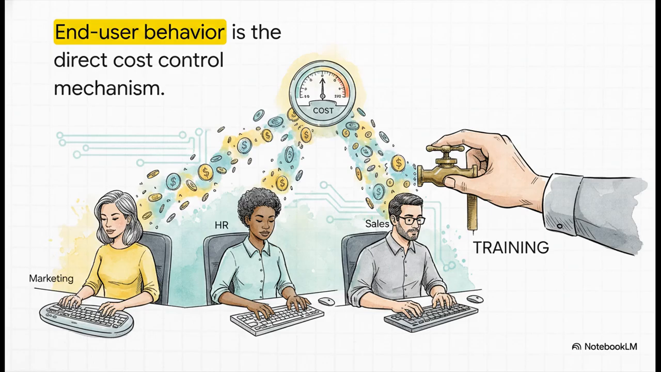Well, the answer is end user behavior. Because when you think about it, at the end of the day, it's the daily prompt writing habits of thousands of regular employees that are actually generating the token consumption. Your procurement team isn't writing the prompts, your marketing, sales, and HR teams are. So a thoughtful, ongoing training program that teaches these folks about AI economics isn't just a nice-to-have HR initiative. It is literally your frontline defense for measurable cost control.